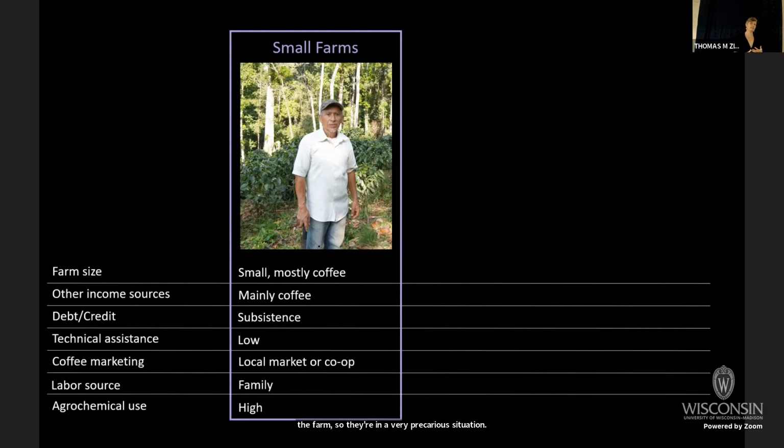They don't have high levels of education, and they don't have a lot of access to people like extension agents that would help them implement better practices on their farms. They also don't have a lot of access to marketing options. So generally they're taking their coffee to the local market and selling it there rather than selling higher up on the supply chain. Their labor source is mostly from within the family, and they tend to use higher levels of agrochemicals because that's labor saving for them.